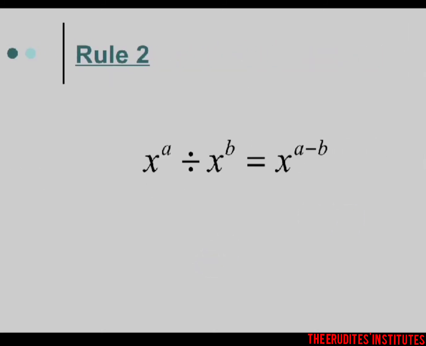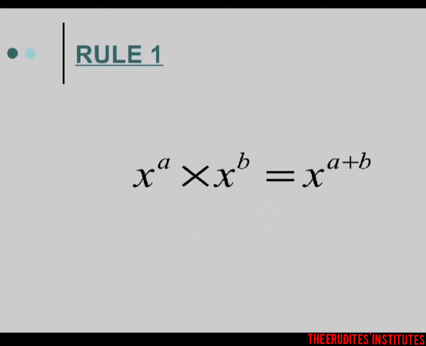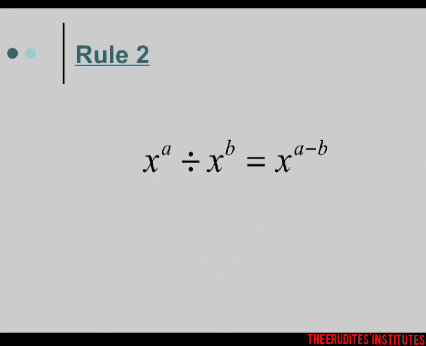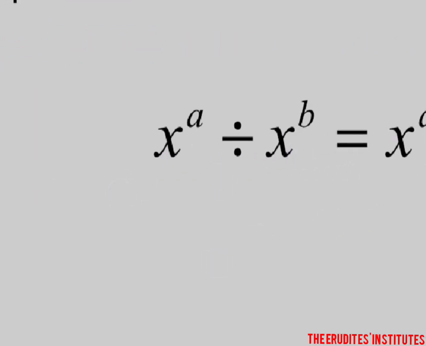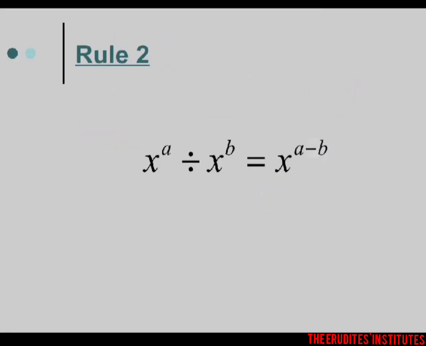Let's move on. Now this is our second rule. Here it talks about division. In the multiplication, the bases were the same, and then we added the powers. So in division, the bases are also the same. What we do is subtract the powers.